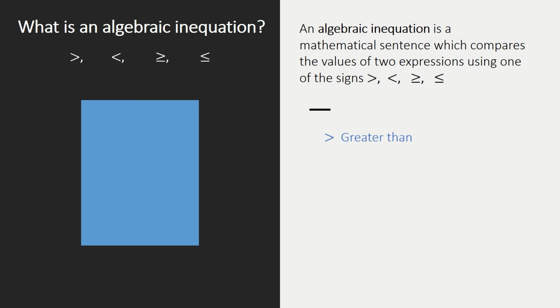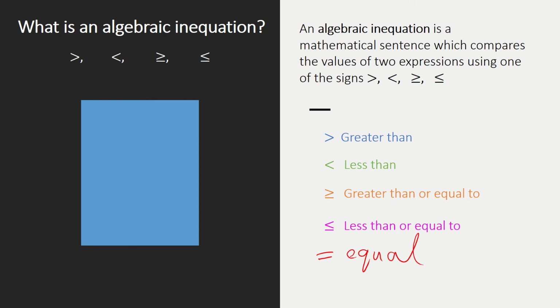We note this sign is greater than. This sign means less than. Greater than or equal to, and less than or equal to. We can see that it's "or equal to" because of the little line underneath. It comes from our equal sign. You really must remember those symbols, so if you didn't, then please write these down in your notebook.